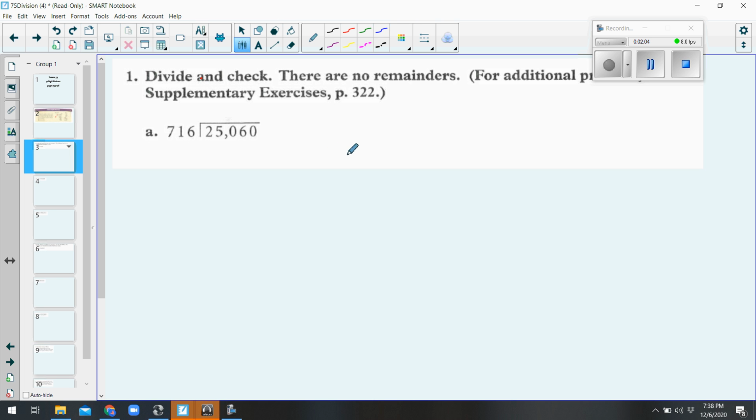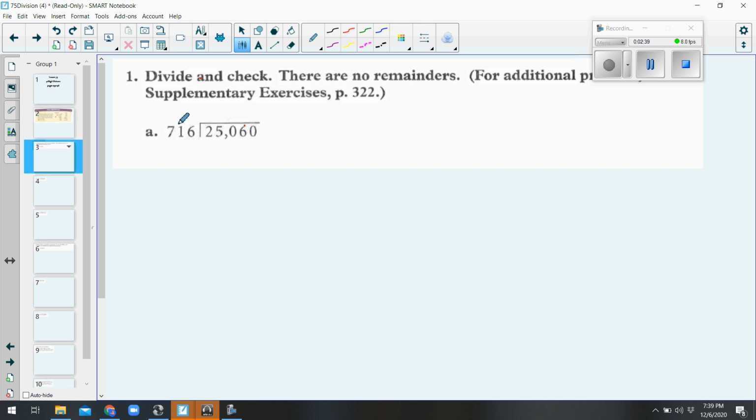There are no remainders. So we have 25,060 divided by 716. So we need to find out where our first number is going to sit first. So ask yourself, will 716 go into 2? No, it won't. Will 716 go into 25? No, it won't. Will 716 go into 250? No, it won't. Will 716 go into 2,506? Yes, it will. So this is where our first number is going to sit, on top of our 6.